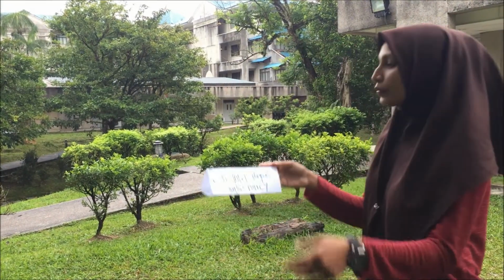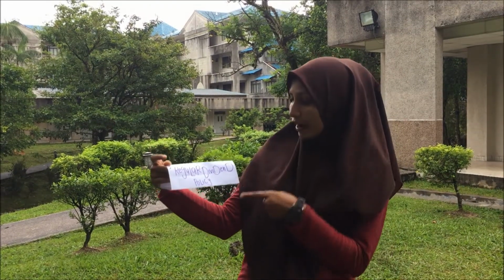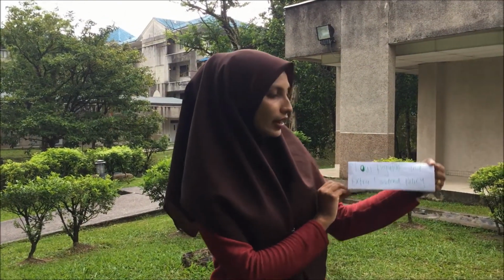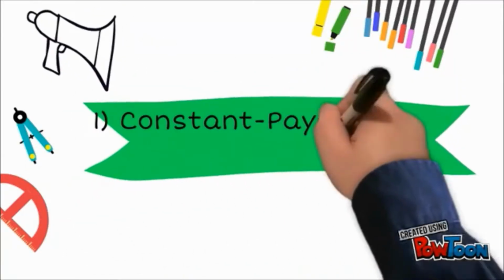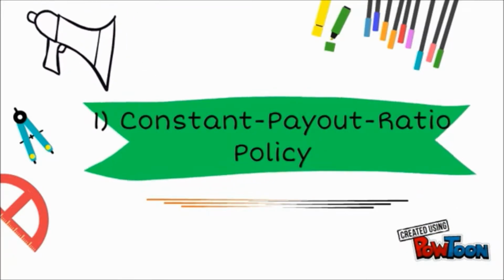Okay. There are 3 types of dividend policy. The first one is constant payout ratio policy. The second one is regular dividend policy. The third one is low regular and extra dividend policy. Number 1. Constant payout ratio policy. The dividend payment for this policy is based on a percentage of earnings to shareholders.